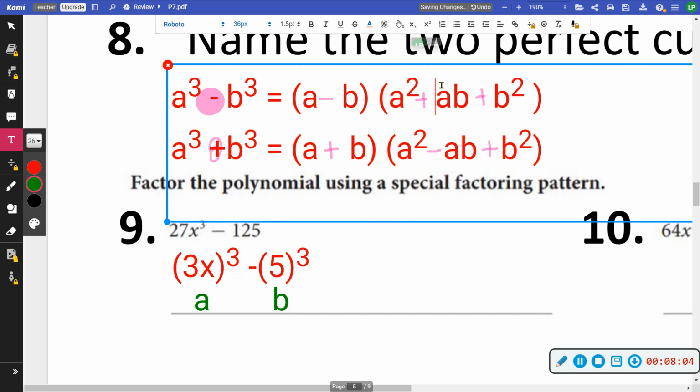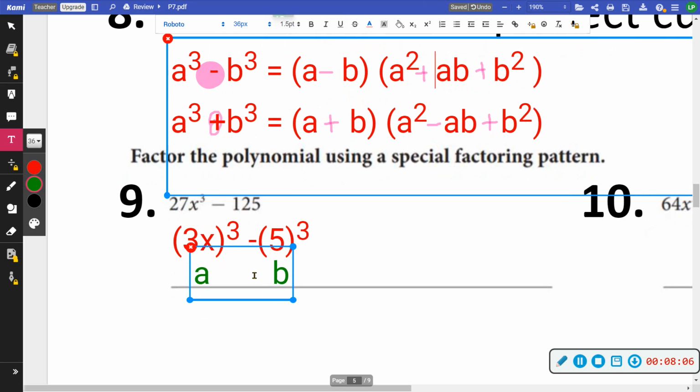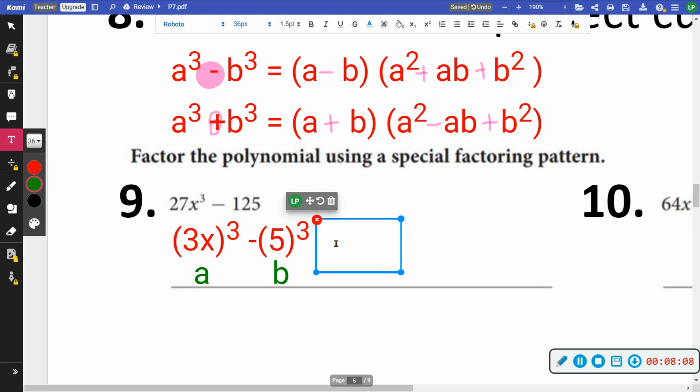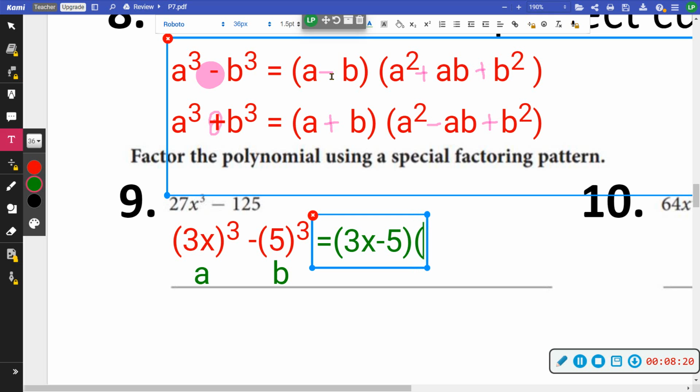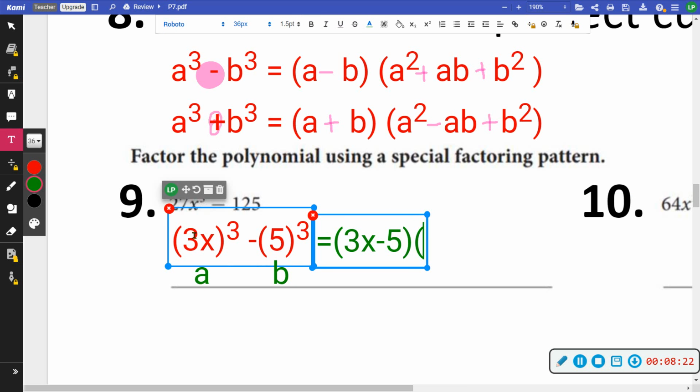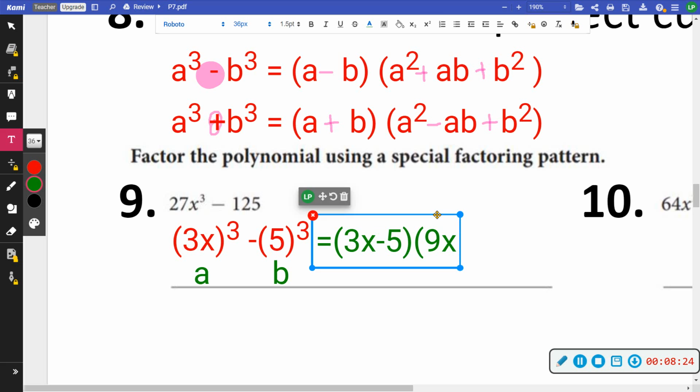So what I'm going to do is I'm going to take this, and I'm just going to rewrite it. So remember, I'm using the minus one. So it's A. What's A? A is 3x. What's B? B is 5. What is A squared? A is 3x. 3x squared, that'd be 9x squared.